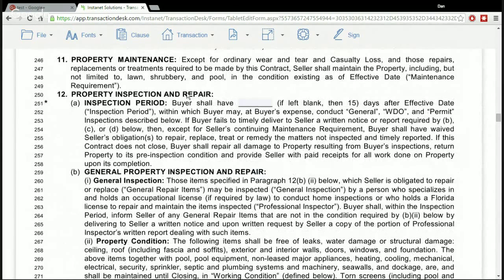Number 12, property inspection and repairs. Inspection period, the buyer shall have blank. If it's default, it's 15 days. I like a 15-day inspection period as a buyer's agent because the more time you have to inspect, the better it is for your buyer. The worse it is for the seller. I like to personally leave this blank because if I fill it in here, especially because I like to use this blue ink, in my opinion, if I have the buyer, it's going to draw attention to the fact that we want 15 days.